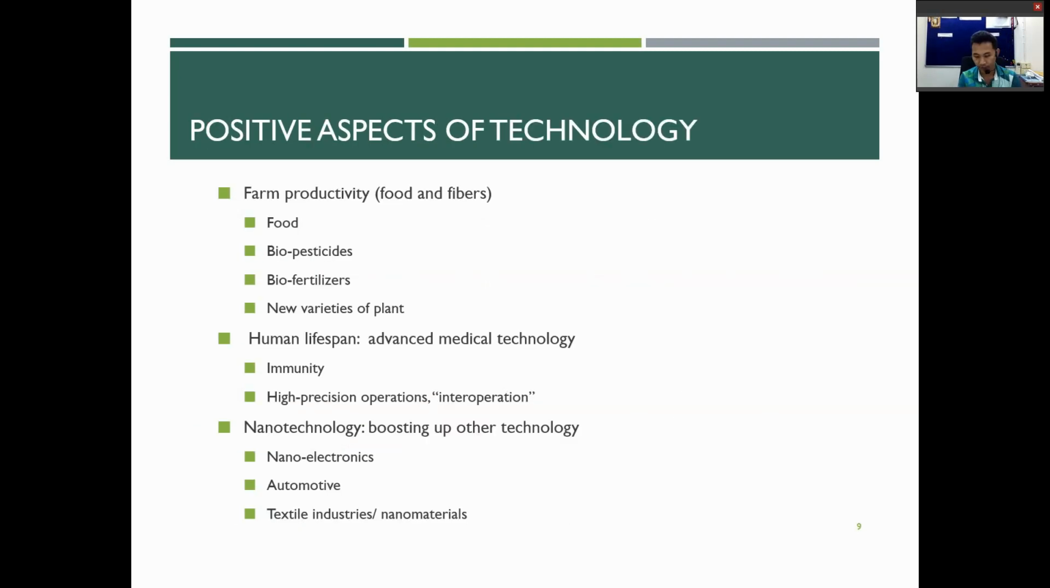But when we talk about technology, there are always two perspectives to think about. One is it's really good, and the other, I would say, has some sort of negative effects as well on the environment, society, and things around us. Like this, think about the good thing about technology first, like farm productivity, food and fibers.